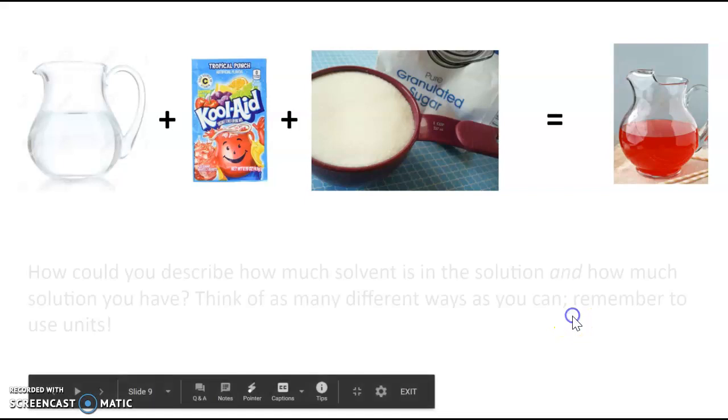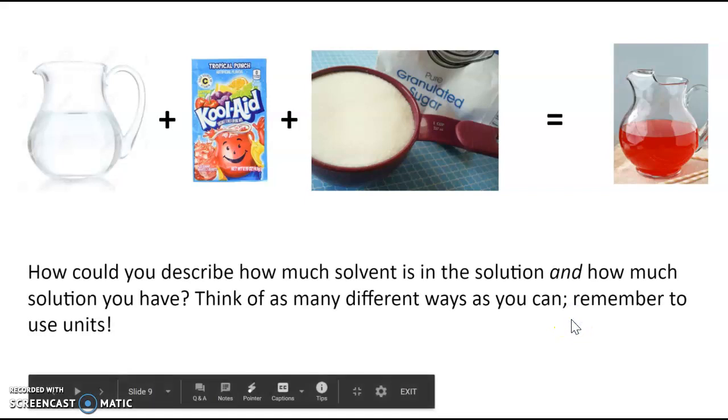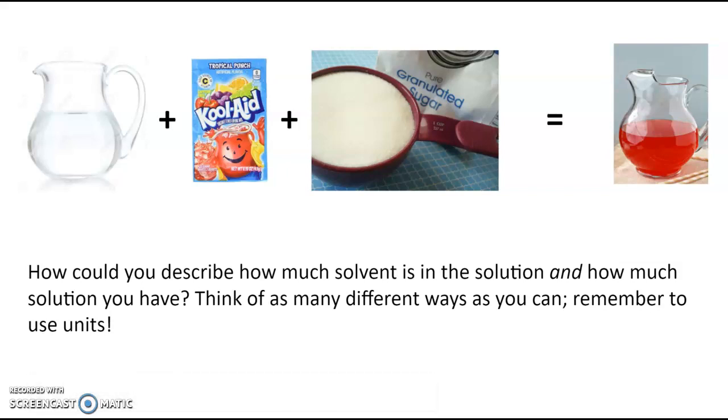back to our Kool-Aid example. So how could we describe how much solvent is in the solution and how much solution we have? Also, how could we describe how much solute is in the solution? So for solvent, we're talking about liquid water, so we could measure in cups. You could say I have 8 cups of water. You could say I have a liter, I have a gallon. Those are all familiar ways that we could measure it.